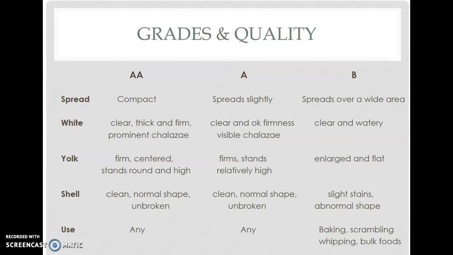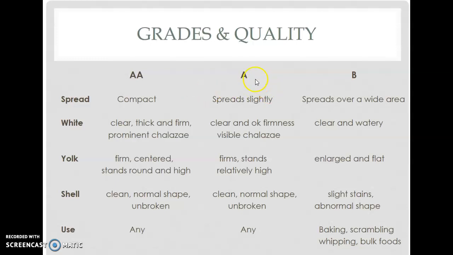It has a very predominant chalazae cord. The yolk stands very nice, round and high, firm in the center. And the shell is nice and clean, has a normal shape, isn't broken in any way. You really could use it for anything, but being that it's a fresh egg, it's really good for some cooking methods like poaching and fried eggs. That way you're keeping the form and the shape of it there.